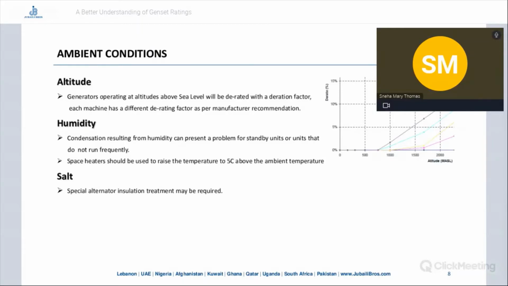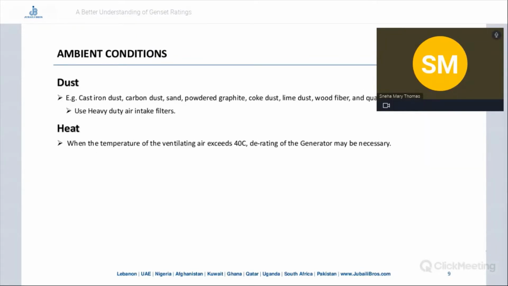Humidity. Condensation resulting from humidity can present a problem for standby units or units that do not run frequently. Space heaters should be used to raise the temperature to 5 degrees Celsius above the ambient temperature. Salt. Special alternator installation treatment may be required.